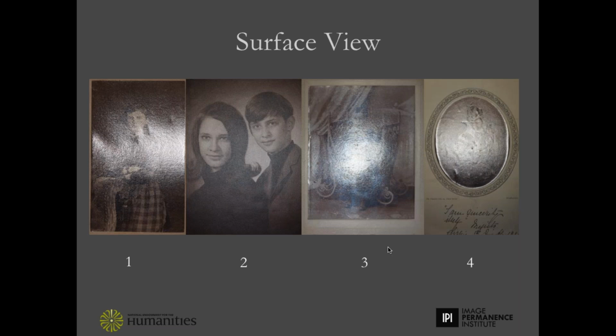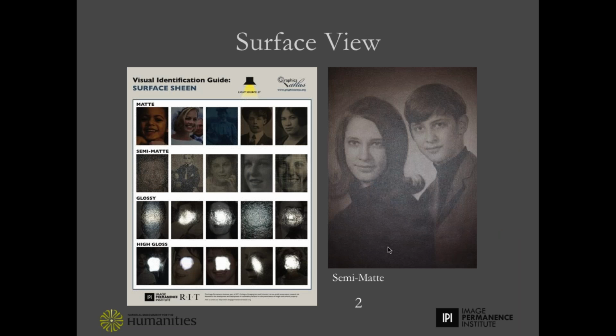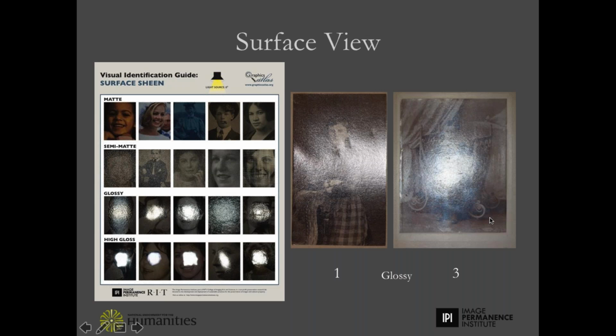So back to our sample objects. Each has a different surface texture, which produces a different sheen. Again, compare your print, or we'll compare this print, to the guide. We can see that object number 2 has a semi-matte sheen. So if we image this with that directional lighting to give us the sheen, and if we compare it to our guide, we can see it looks semi-matte. Objects 1 and 3 are glossy, so they're in this sort of glossy range we can see.